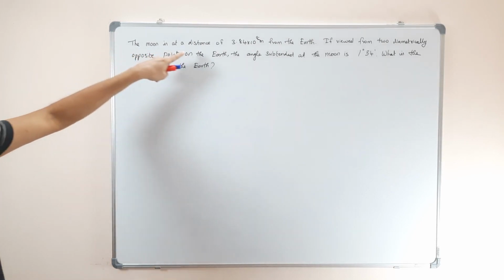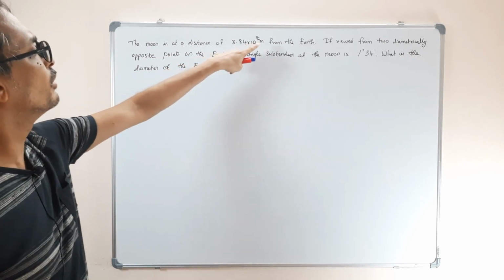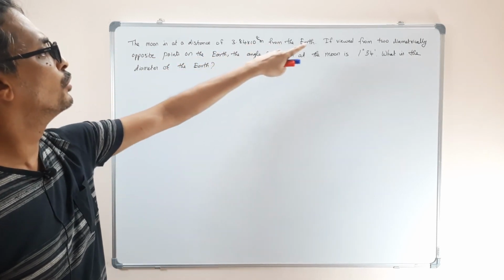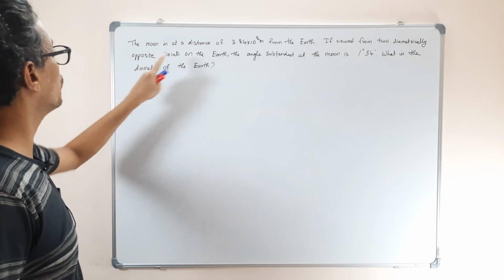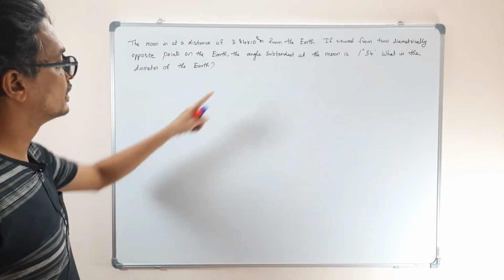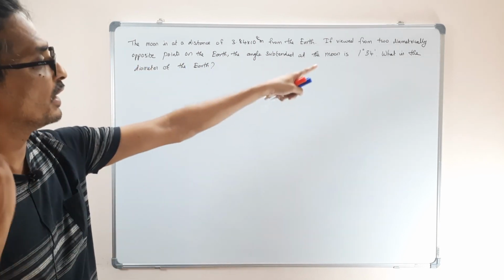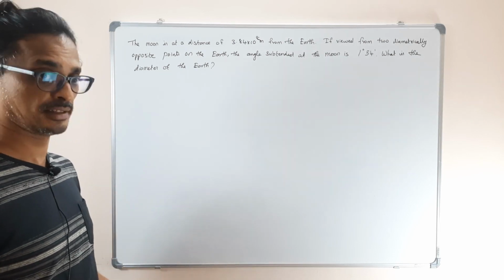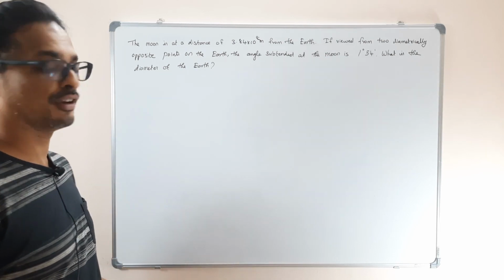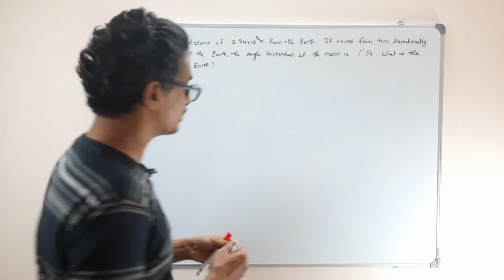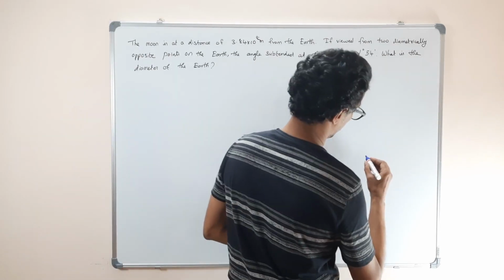The moon is at a distance of 3.84 × 10^8 meter from the earth. If viewed from two diametrically opposite points on the earth, the angle subtended at the moon is 1 degree 54 minutes. What is the diameter of the earth? This is a very interesting problem. What it says is, you are on earth.